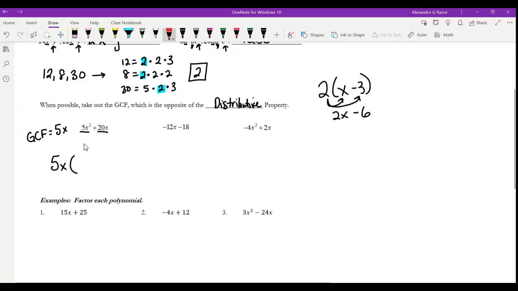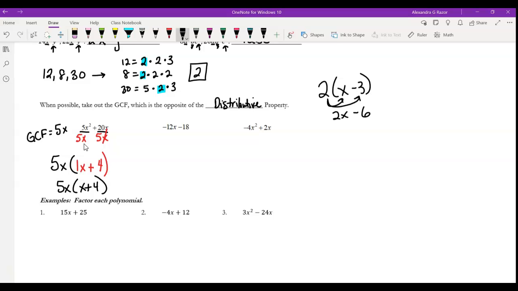Some people like to write it here underneath because then they kind of visualize it and see it better. 5 divided by 5 is 1. I had 2 x's, but I took 1 out, so I'm left with 1x. Bring down my plus sign. 20 divided by 5 is 4. I had an x, but I took the x out, so that's the answer. You also could have just written it 5x times x plus 4. Both of those are acceptable.